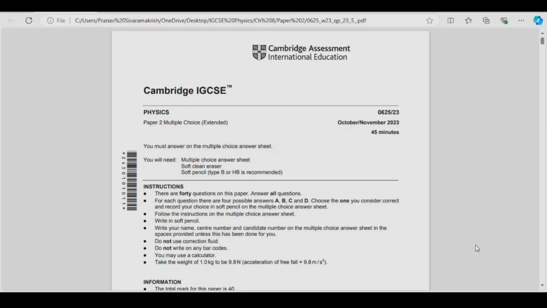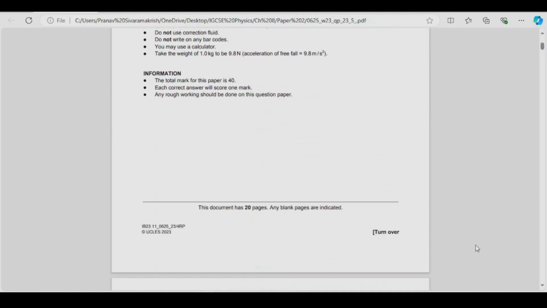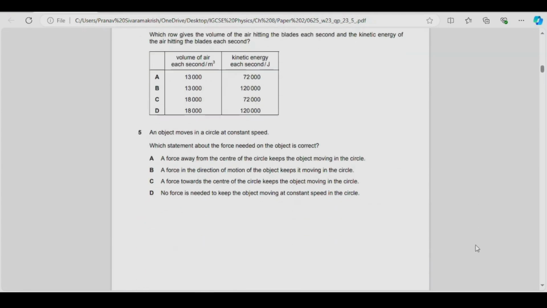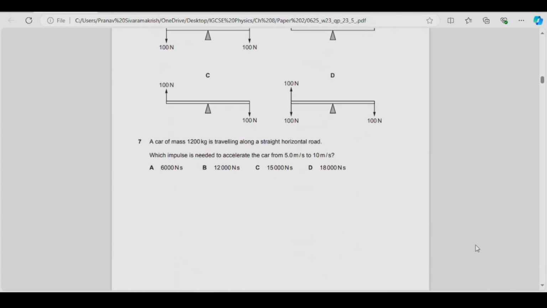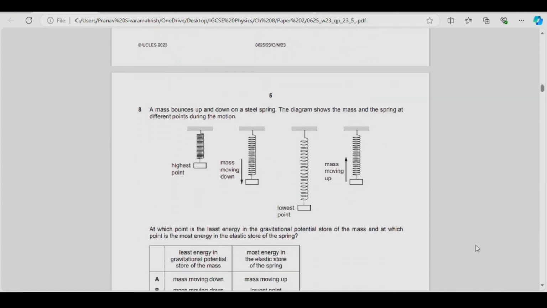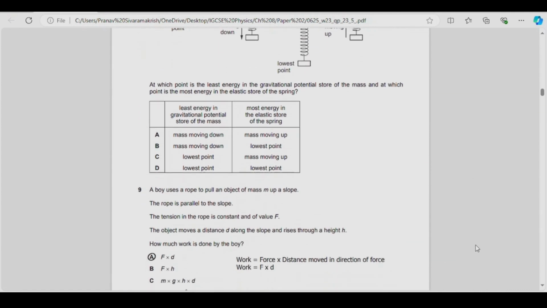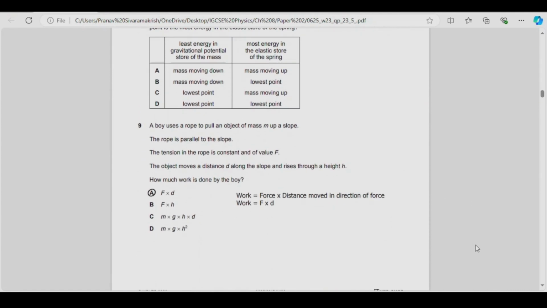So without further ado, let's take a look at how to apply work done and power concepts to paper 2, or the multiple choice papers. So the first paper we'll be looking at today is October-November 2023. So if I go down to find the question on work done and power, or it could also be energy, there's a first question.